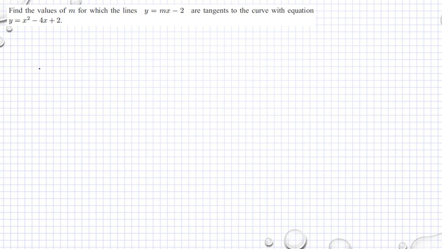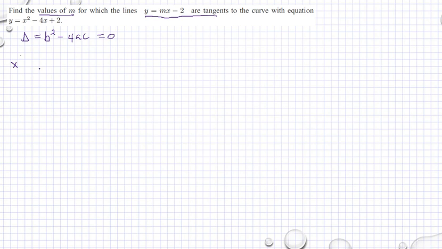Okay, let's see. "Values of m" gives us an idea that we're going to find more than one value. Are tangents, that means we're going to find more than one function. But they are still tangents. That means our discriminant, which is b squared minus 4ac, is still equal to 0. That is what we're going to use. Very similar to my previous example.